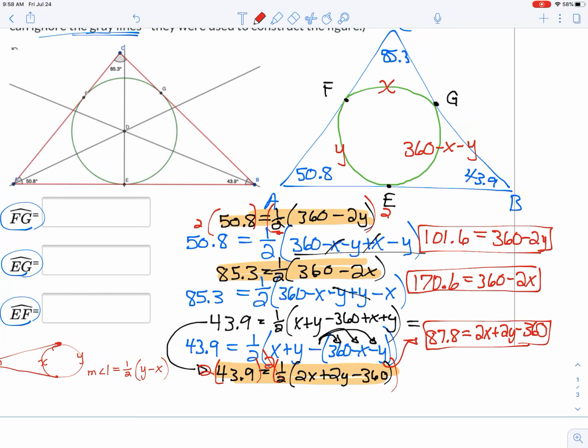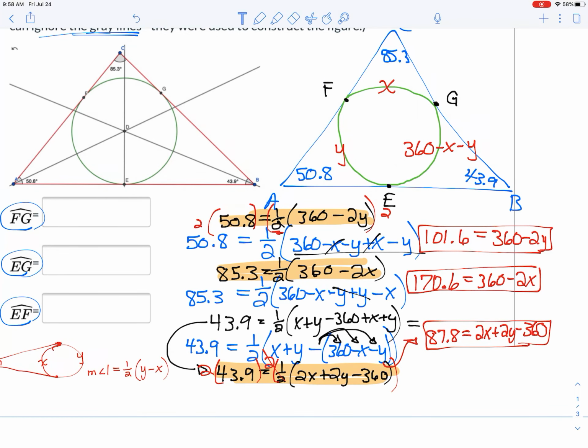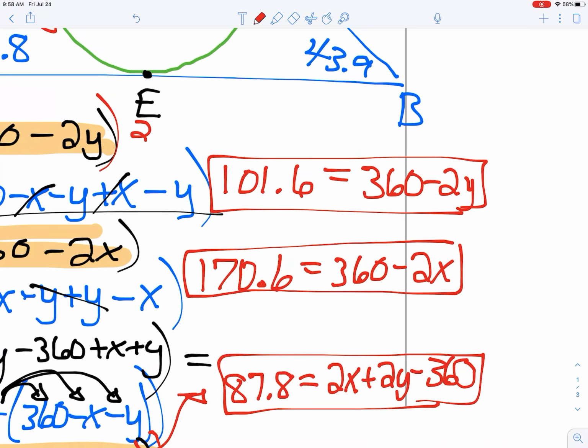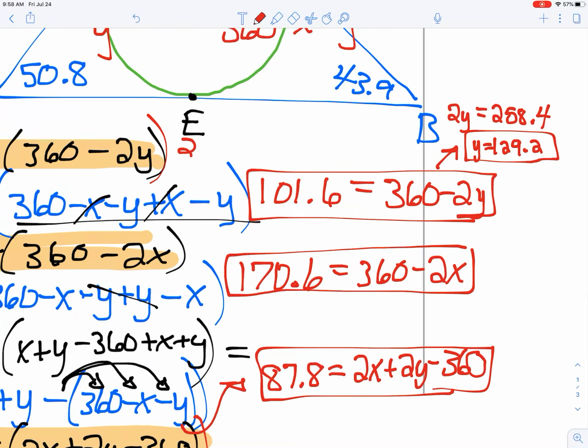360. 3 equations. If you look closely now, these top 2 are simply relationships with just one variable. So that means 2y equals 258.4. Y is 129.2. Can you finish the rest?